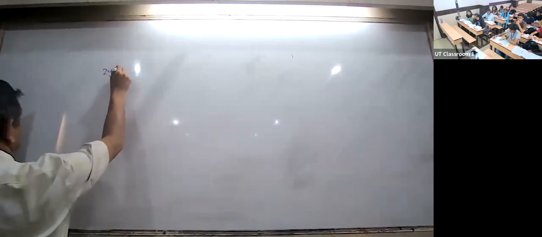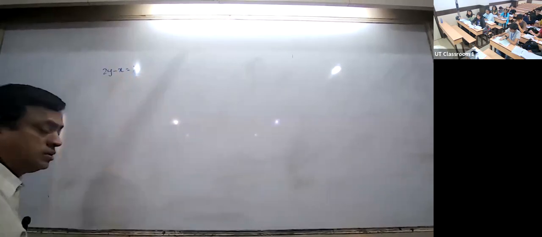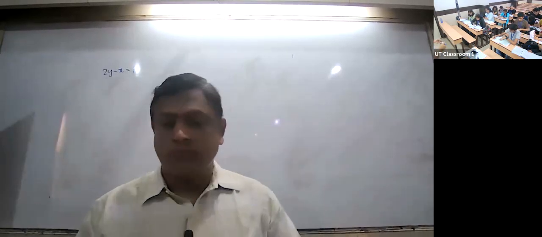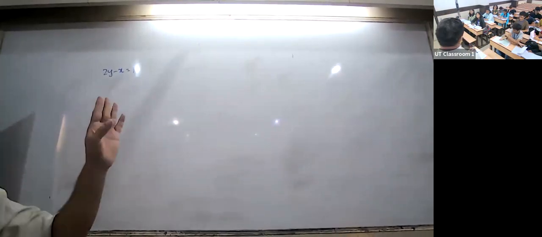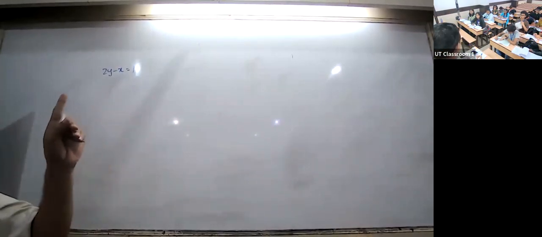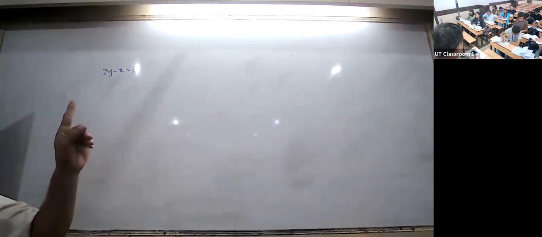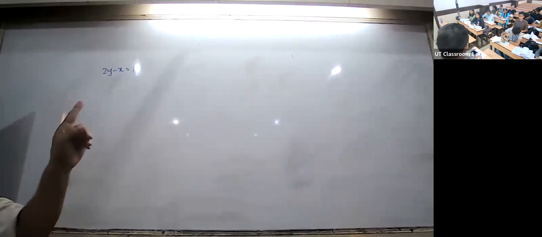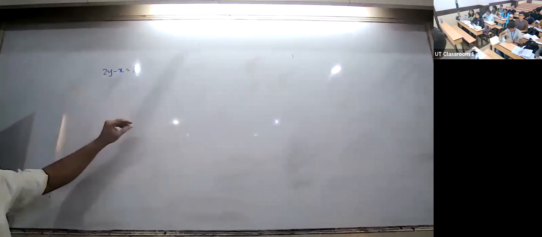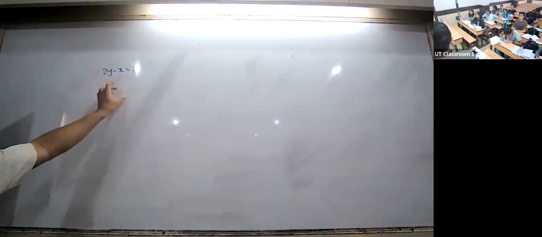2y minus x is equal to 1. And then it's a solution. So first what do you have to do? Make the solution table. Yes or no? Only one line is coming. Make the solution. Do you know how to make the table? How will you make it? Either you can take x or y.